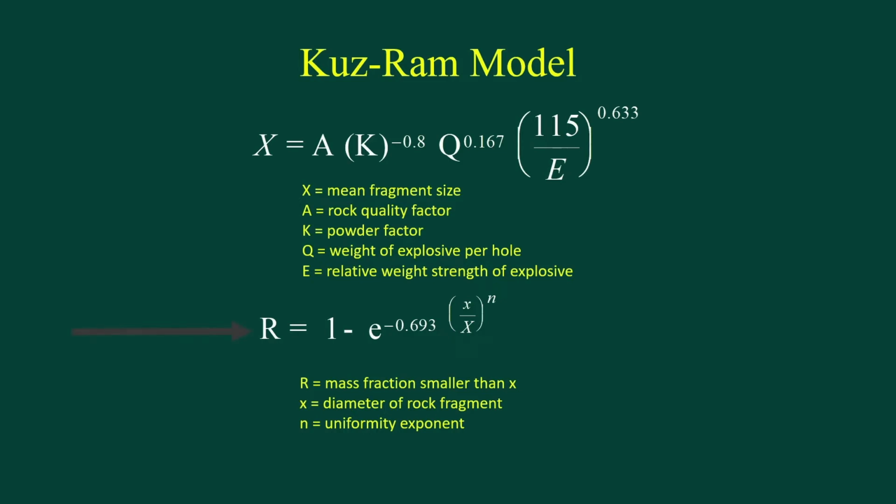And over here we can see the Rosin-Rammler equation, and that picks up on this X term that Kuznetsov predicts and gives us the ability to predict the entire size distribution, providing that is you know this term N. And that was something else that Cunningham did. He developed some equations for estimating what N, the so-called uniformity exponent, should be from information mostly concerning the geometry of the blast.